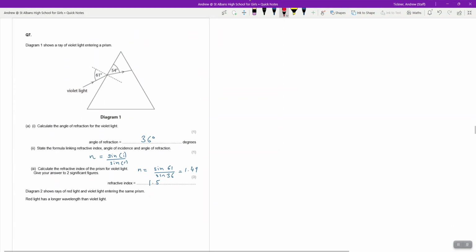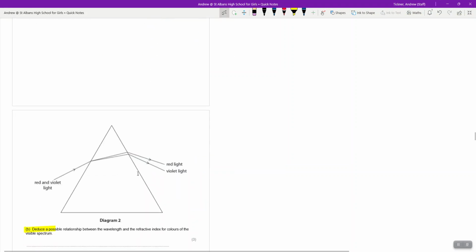Okay, question 7. Calculate the angle of refraction for the violet light. Bit of a cheeky one. We need this number here. We know this total angle is 90, so it's 90 minus 54. You get 36. State the formula linking refractive index: refractive index is sine i over sine r. Calculate refractive index. Plug it into the equation. We get 1 mark for subbing in, 1 mark for an answer, and a final mark for converting it to 2 sig figs, 1.5.